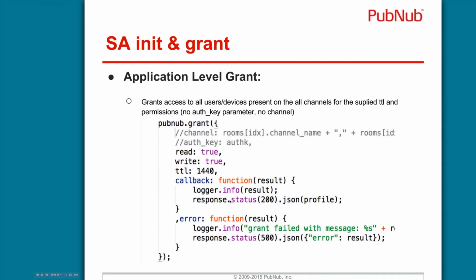Different levels of grants. Application level grant. If you want to allow everybody to have access to all channels and perform all functions, you can do an application level grant. It's the same grant call. The difference is you omit the channel and the auth key parameters. So in this particular case, I would just be saying anybody can read and write to all channels for 24 hours.